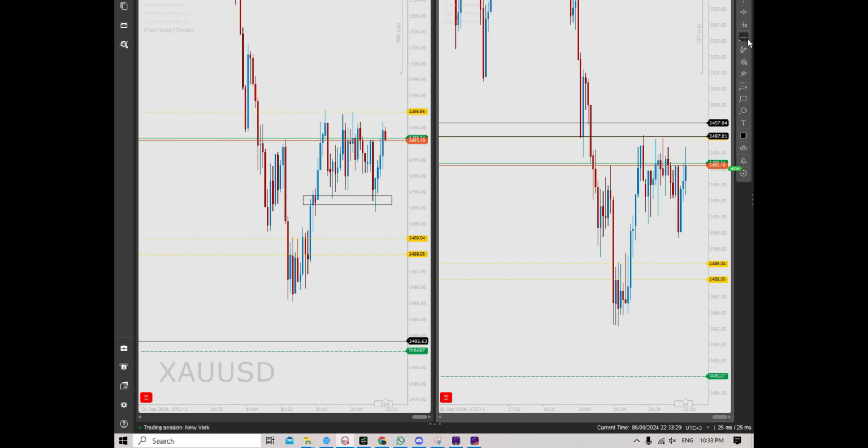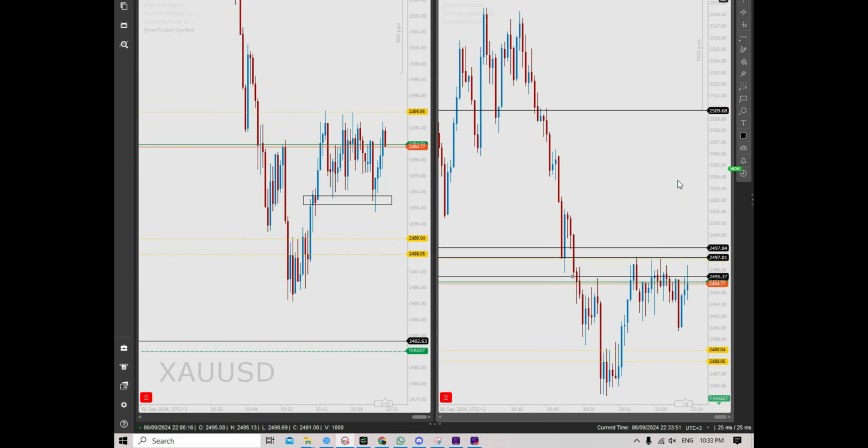Okay, let me show you where my entry was. Literally my entry was here. So the market went from here till right here. That was basically close to two-thirds of the move. And then it went back up.